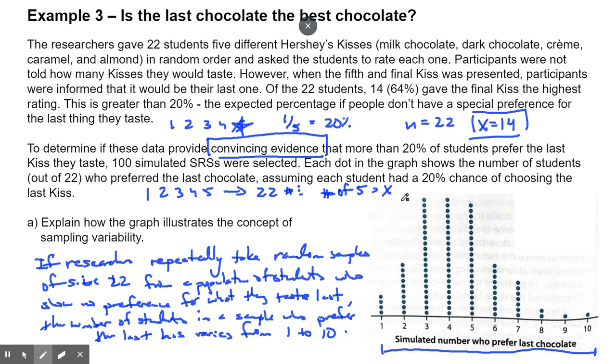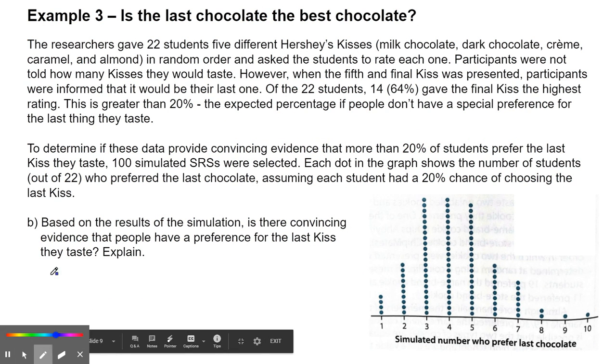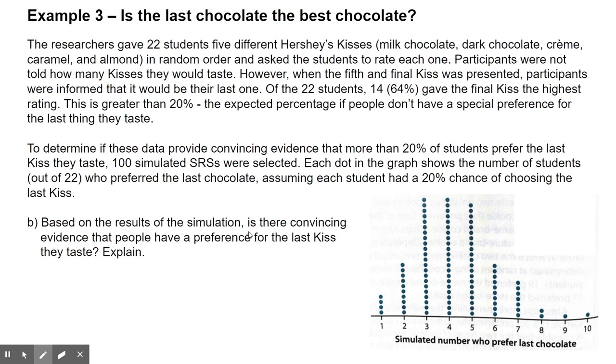Okay, I got one more question based off this. Part B: based on the results of the simulation, is there convincing evidence that people have a preference for the last kiss they taste? Explain. So again, our sample value was 14. If people have a preference, we're looking for how many times 14 or more would appear in these simulations, because 14 would show that this value could happen. More would even be more of a majority picking the last kiss.